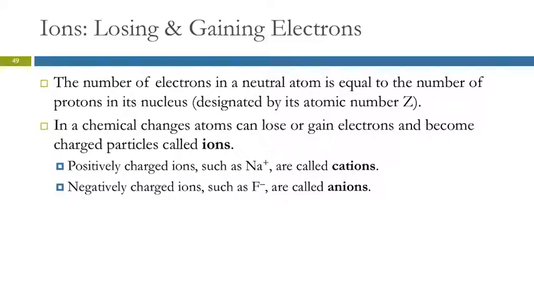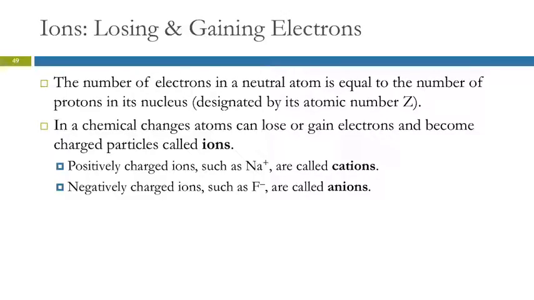What about the electrons? Well, atoms are charge neutral. So the number of protons and the number of electrons has to be equal. So that number on the periodic table that gives us the number of protons also gives us the number of electrons in a neutral atom.